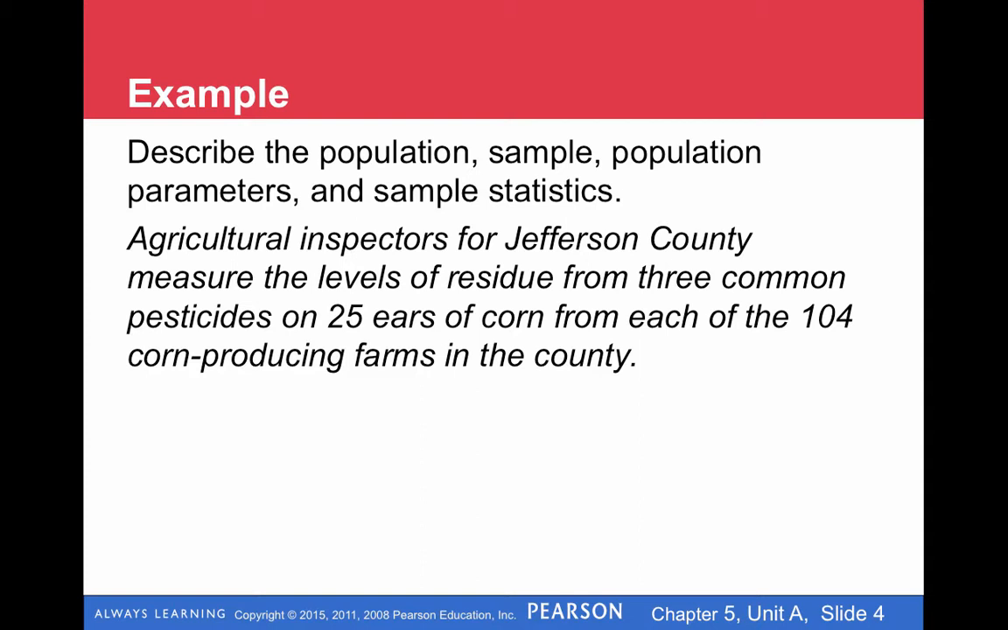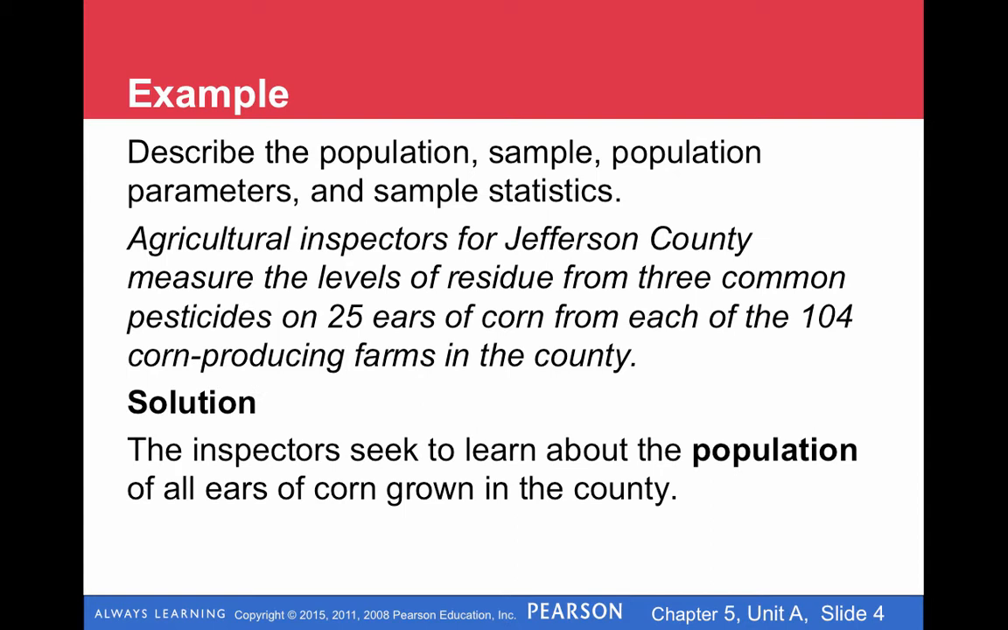So we're going to identify these things from this example. It says agriculture inspectors for Jefferson County measure the levels of residue from 3 common pesticides on 25 ears of corn from each of the 104 corn producing farms in the country. So, solution: the inspectors seek to learn about the population of all ears of corn grown in the country. So the population is all ears of corn grown in the country.